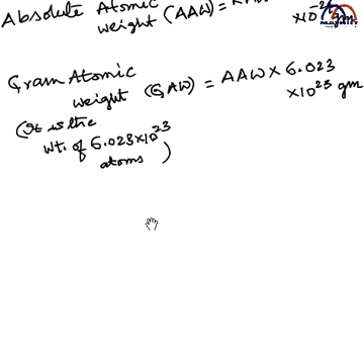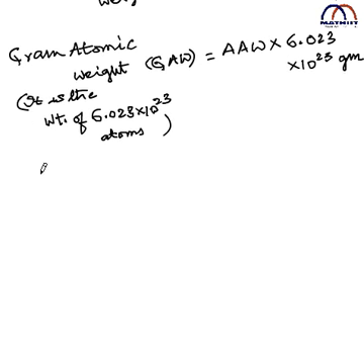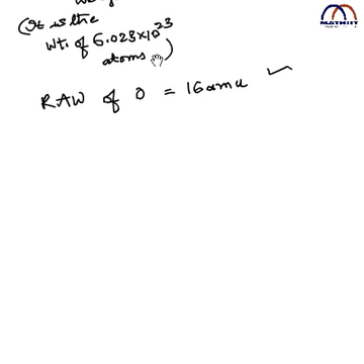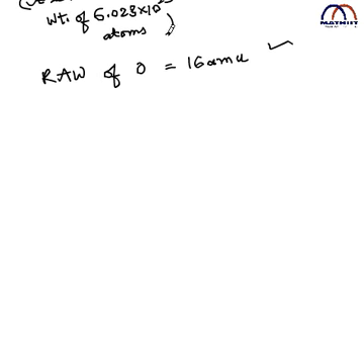Suppose we take a simple example: the relative atomic weight of oxygen is equal to 16 AMUs. What is the meaning of this? It indicates that the weight of one single oxygen atom is 16 AMUs, when compared to the 1/12 weight of a C12 atom.